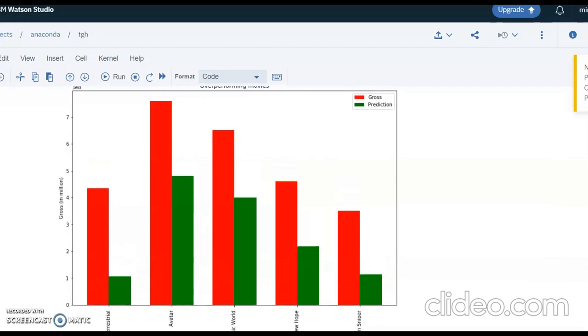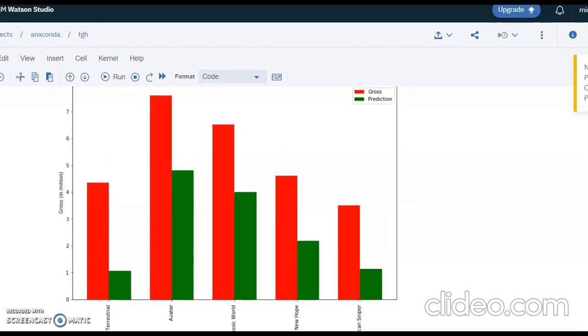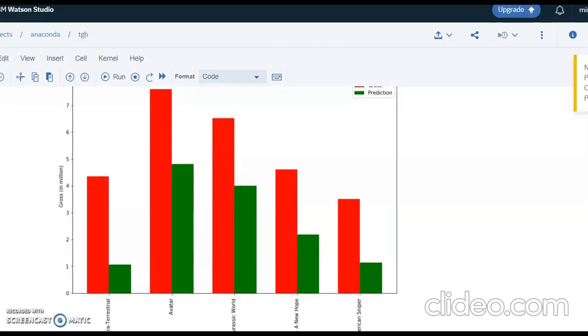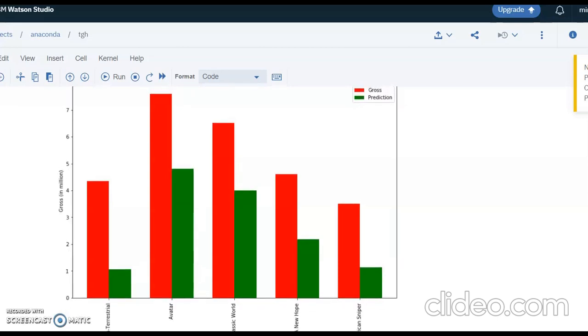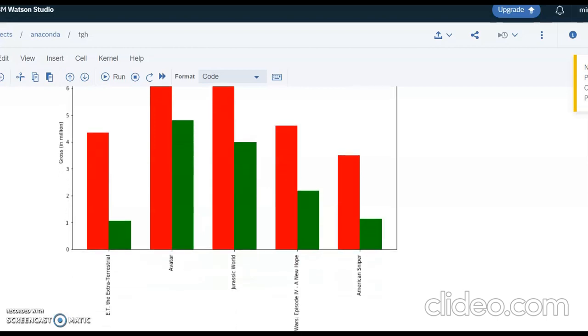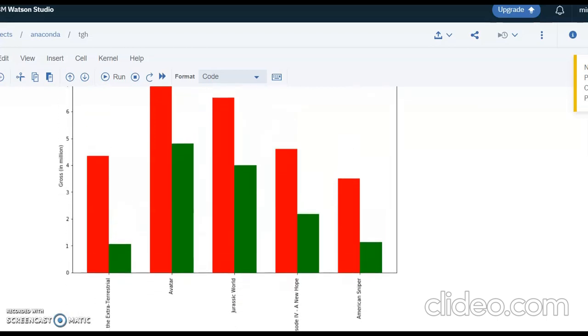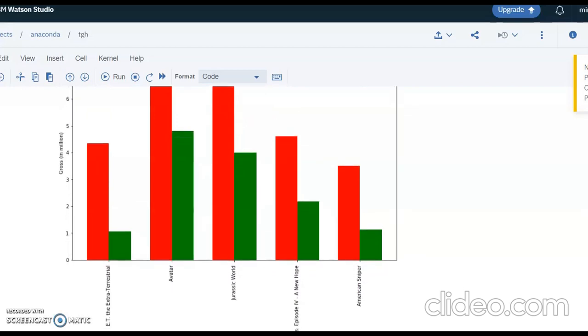Jurassic World. I don't know a lot about Jurassic World, but I know that when it came out, a lot of people watched because they were nostalgic about the past Jurassic Park movies. So you could see that the gross is higher than the prediction, which is no surprise. And then we see Star Wars, a really nostalgic movie, which the gross is higher than the prediction.